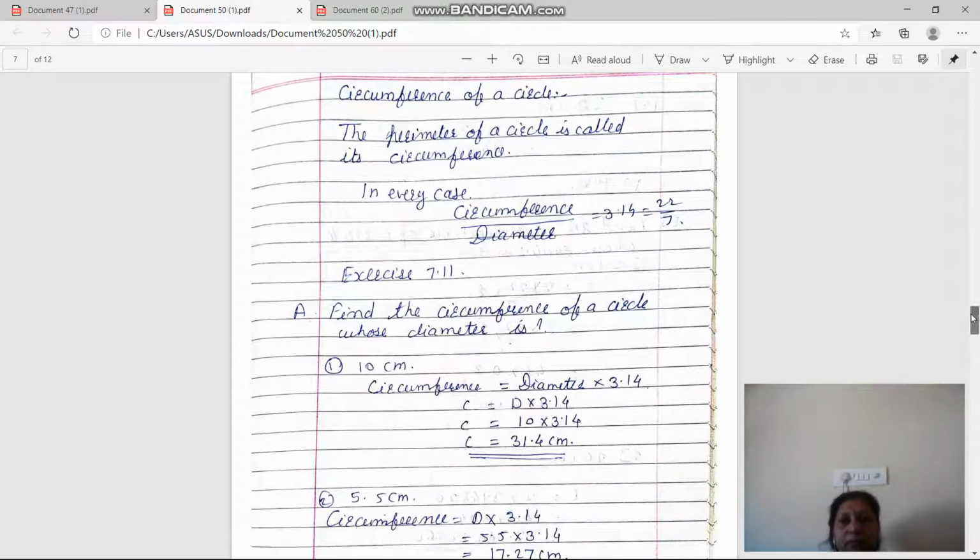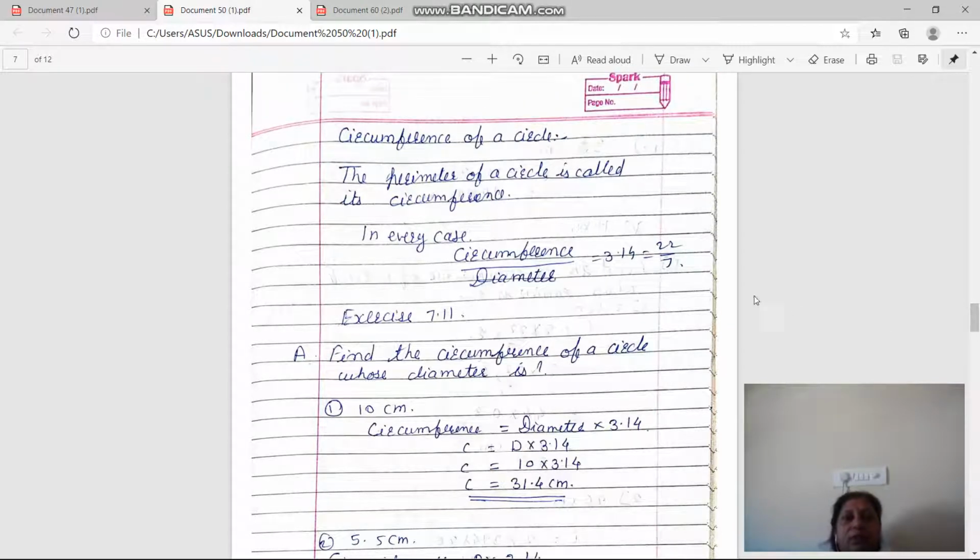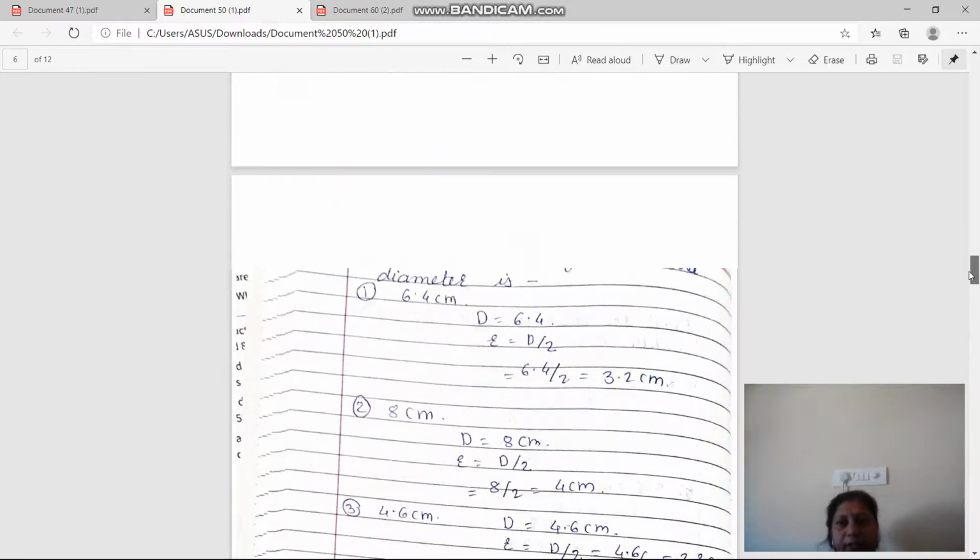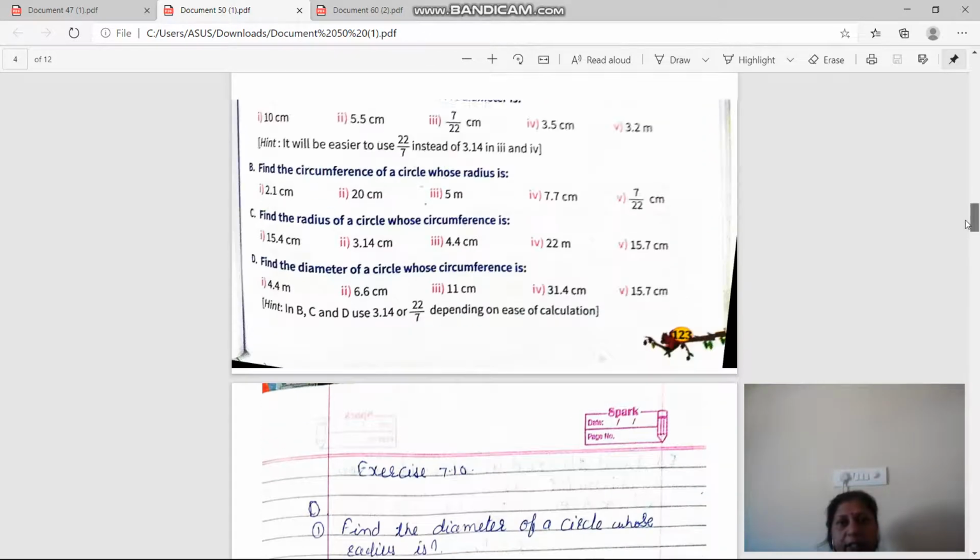Now next topic, that is circumference of a circle. First of all we see the examples in the book and then we start to take the next exercise.